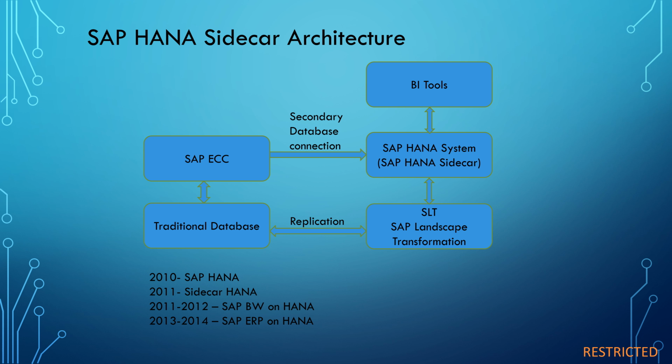We replicate the data from these modules into SAP HANA through SLT. Now, instead of reading the data from the traditional database, which was generally slow, SAP ECC users read data from the HANA database for reporting. Using SAP HANA Sidecar as a secondary database allows customers to access its performance and capabilities.